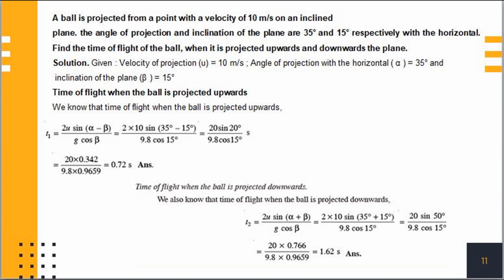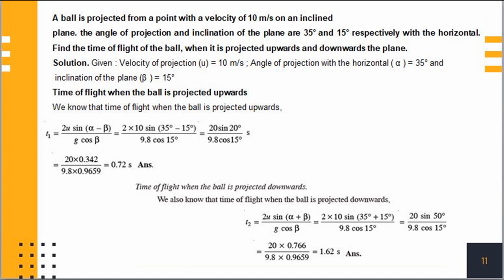We know that the time of flight when the ball is projected upwards, T1, is given by the formula T1 equals twice U sine of (alpha minus beta) divided by G into cos of beta. By putting all these values, we will get T1 equal to 0.72 seconds. Now we will find the time of flight when the ball is projected downwards.